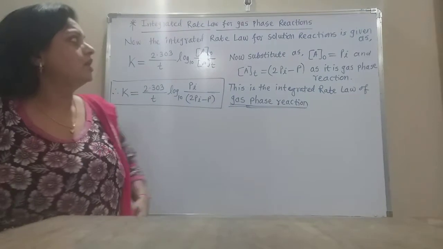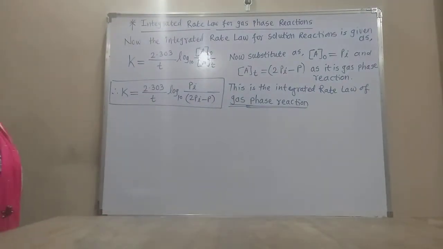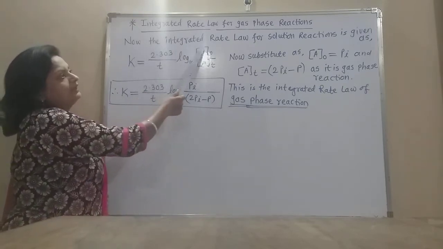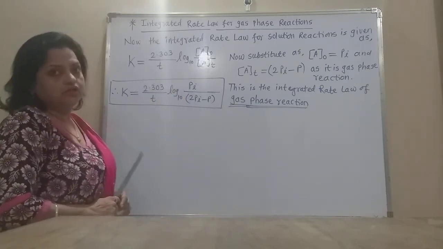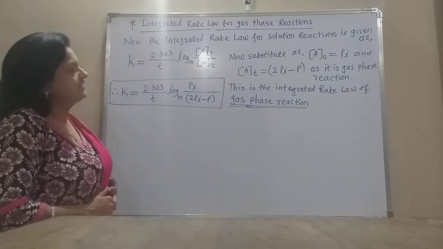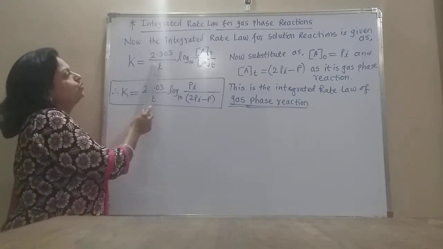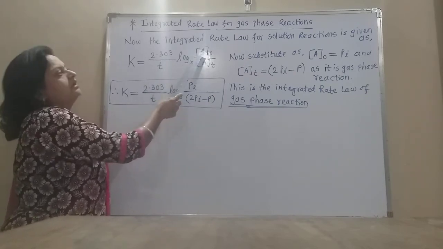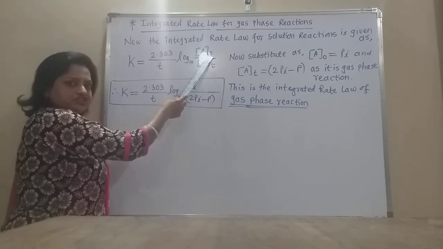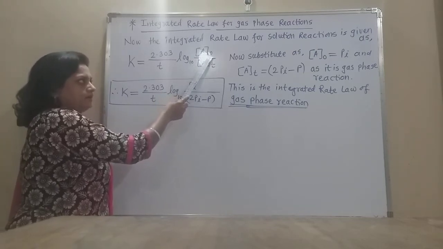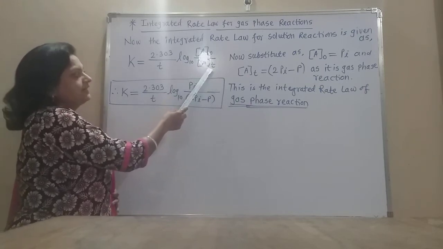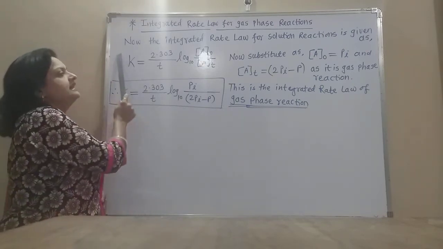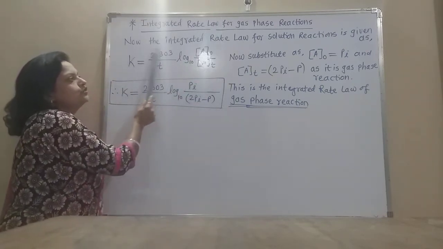Now see, students, how the integrated rate law of the gas phase reaction is obtained. The integrated rate law for the solution reaction, which we already saw, is given as K is equal to 2.303 divided by T, log to the base 10 of A0, the initial concentration of A, divided by At, the concentration of the reactant at time T. This is the integrated rate law for solution reactions.